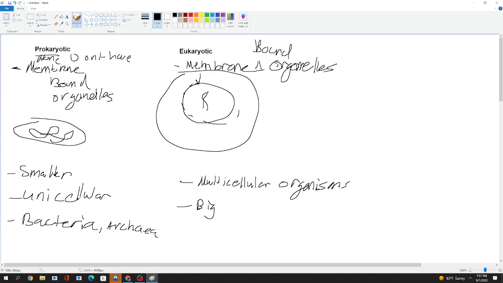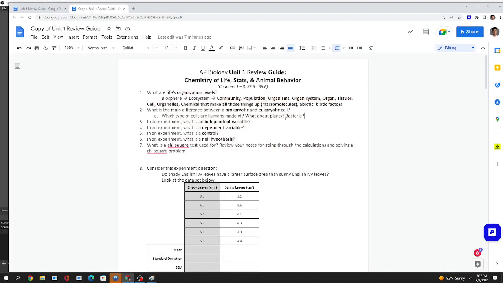It's pretty simple. Humans, we're big. We're ginormous. It's got to cater to more DNA. More processes have to be in place to keep us alive versus a bacteria, which just needs energy. So there are those big distinctions between everything. But if you have to take away something, eukaryotics have membrane-bound organelles. Prokaryotics do not have membrane-bound organelles. That's basically it for these one and two.